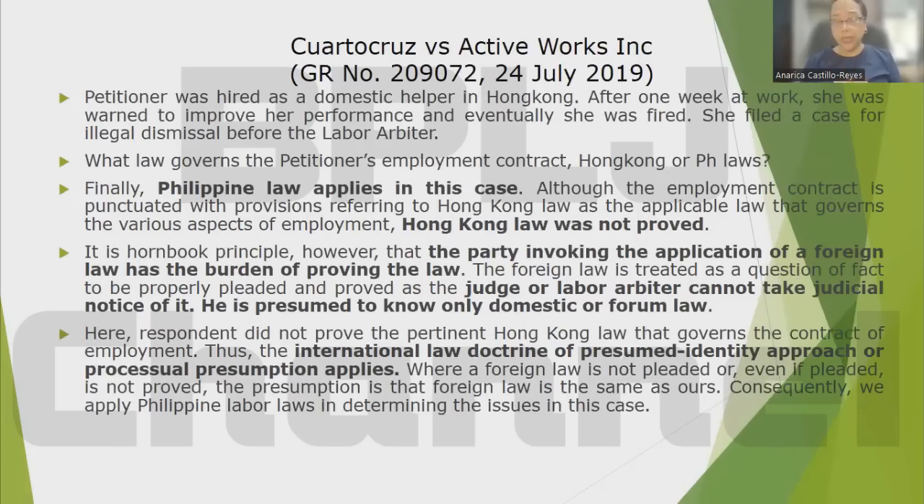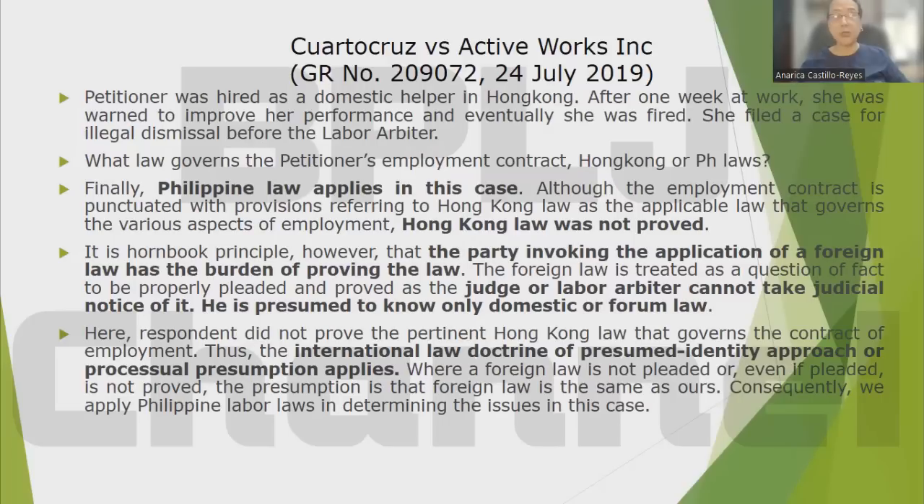Okay. Some illustrative cases for ignorance of the law excuses no one, and processual presumption. As I have said, to reiterate, when we say ignorance of the law excuses no one and knowledge of laws, I am referring to domestic laws or Philippine laws. I'm not referring to foreign laws. Foreign laws must be proved as a fact. However, if foreign laws are not successfully proven, then the processual presumption applies. What is processual presumption? The presumption is that the foreign law is the same as Philippine law. That was the doctrine in the case of Cuarto Cruz versus Active Works.